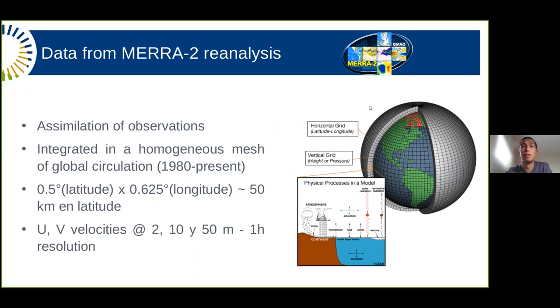So the data set that we used is 0.5 degrees in latitude with 0.625 degrees in longitude. This is equivalent to a 50 kilometer resolution in latitude for our latitude in this work. Also, the data set that we use contains U and V velocities, which are the horizontal components of wind speed. And we got these components at 2, 10, and 50 meters with an hourly resolution.